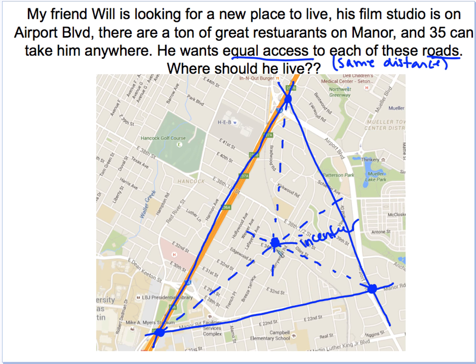And like you guys already know, that incenter, if I were to draw a line perpendicular to each of these, those distances would be the exact same. Okay? So this is our incenter, equidistant from all of them, and that's how we can figure out how he can have equal access to all the roads.